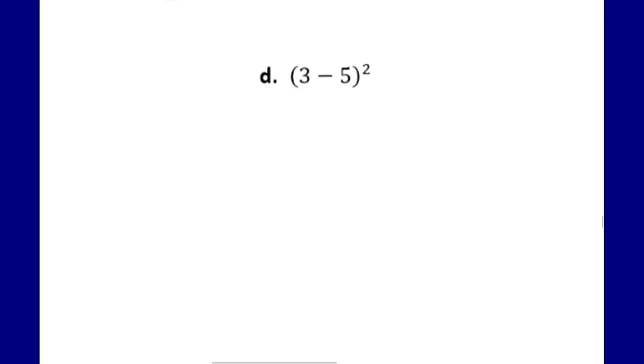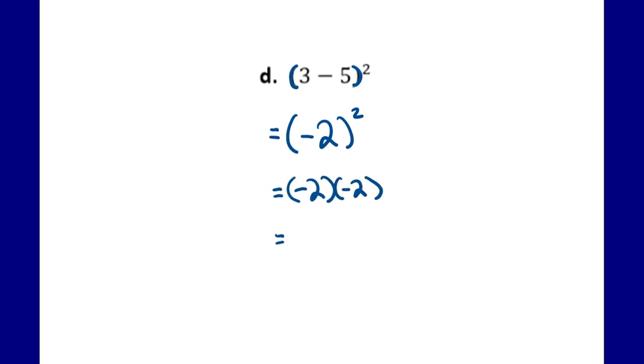Next one, 3 minus 5, all squared. So this one is different because we have the set of brackets. You might think it's similar to the last one, but it is different. I have to simplify the brackets first. So 3 minus 5 is negative 2. Negative 2 squared is, if I want to expand it, negative 2 times negative 2, or positive 4.